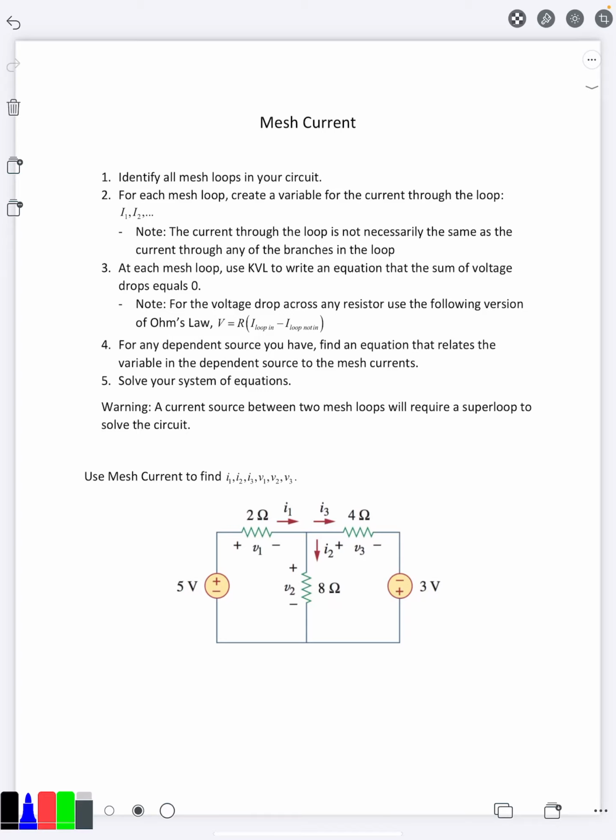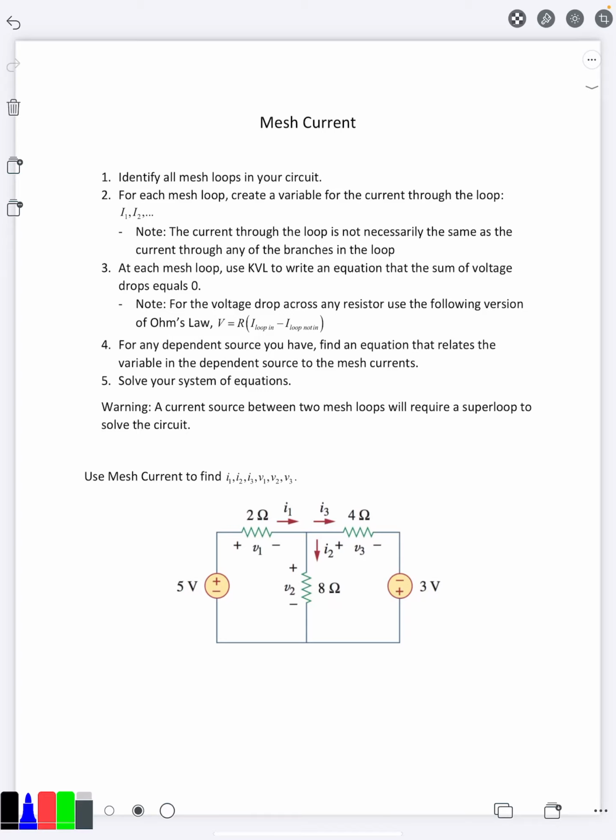Again, we have a warning similar to the node voltage technique, where if you have a source in a bad place. Previously for node voltage, it was if you had a voltage source in between two nodes. Now the problem is going to be if you have a current source between two mesh loops, then you would have to use a super loop in order to solve it, which we will see in a later example.